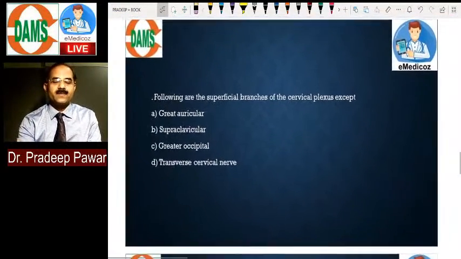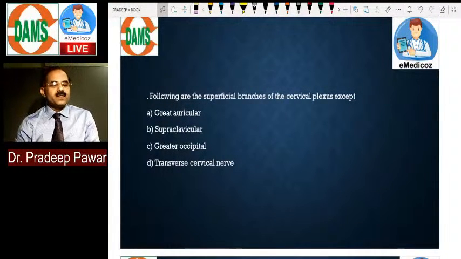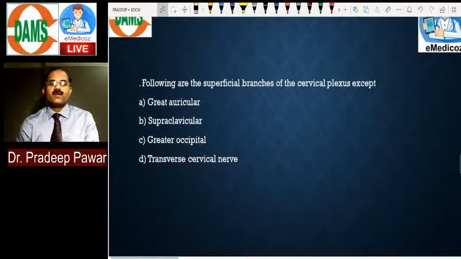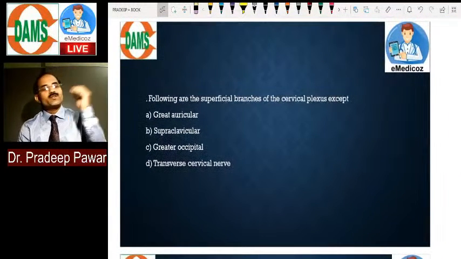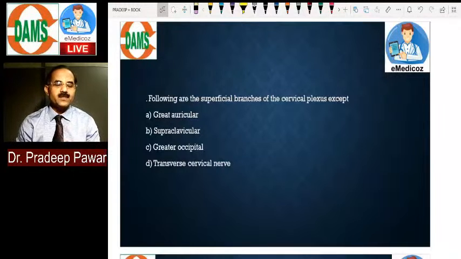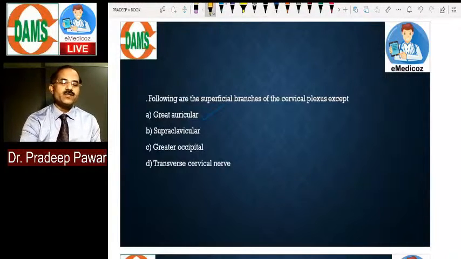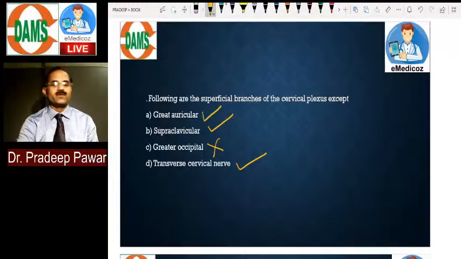Have a look at this MCQ. With respect to this posterior triangle of the neck: the following are the superficial branches of the cervical plexus, except. Greater auricular, yes, it is a branch. Supraclavicular, yes. Transverse cervical, yes. Greater occipital is wrong. Greater occipital is not a branch of the cervical plexus.